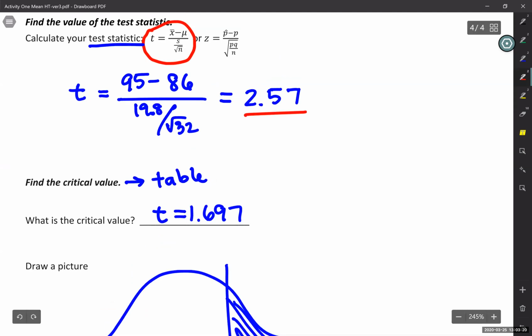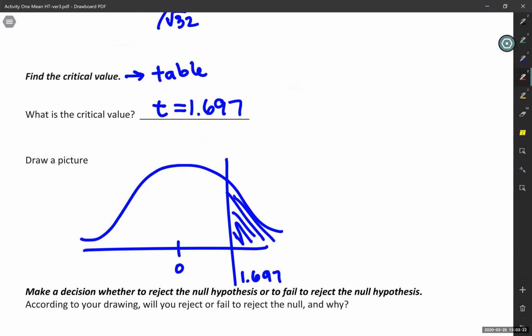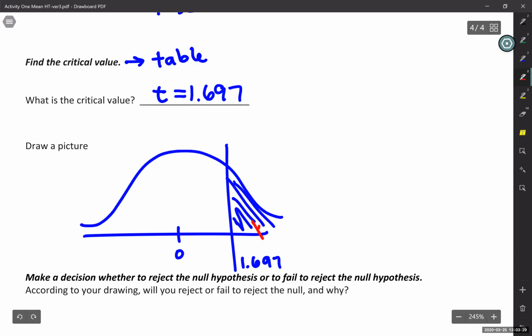on this number line. So I see where 0 is. I see where 1.697 is. So 2.57 is somewhere over here. Doesn't have to be to scale. You just have to know, is it on the white side of the line or the blue side of the line? Because this side, whatever the tail is, that is our reject region.